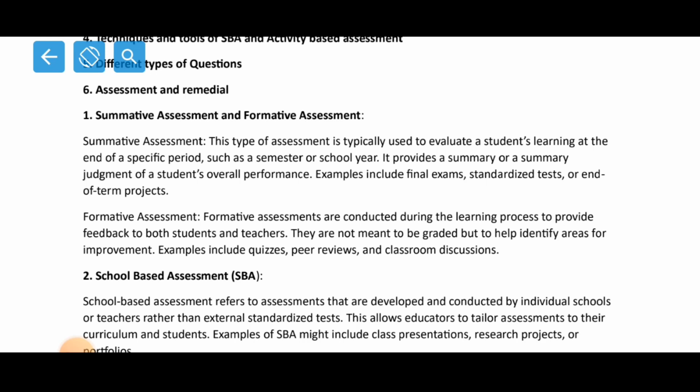See here, what does it mean? Summative assessment means sum of everything. Here examples are given, like final exams. What is a final exam? Final exam or annual examination, which comes after the end of the year. It used to be before. Of course, these days the semester system is practiced.